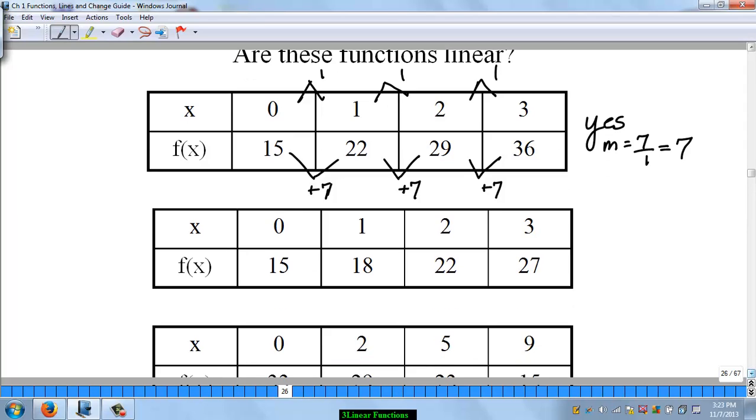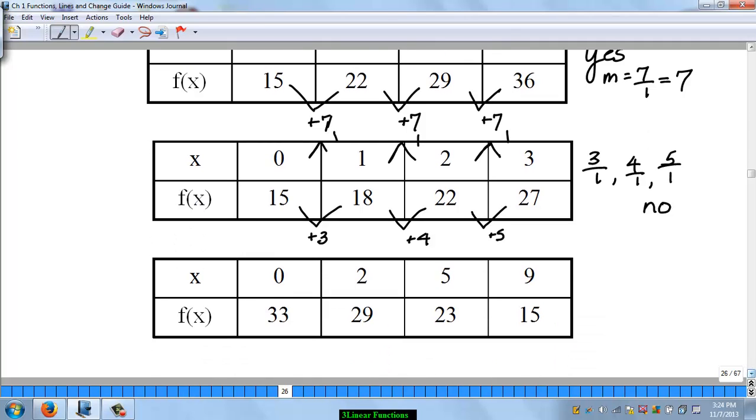Let's look at the second table. Let's do our carets for that. I've increased 1, increased 1, increased 1, so that's constant. Let's look here. I went up 3, up 4, up 5. Now, if I'm doing my rate of change, look at my slopes. It's going 3 over 1, 4 over 1, 5 over 1. So it's getting progressively steeper, or increasing faster and faster. This is not linear. So no, this is not.